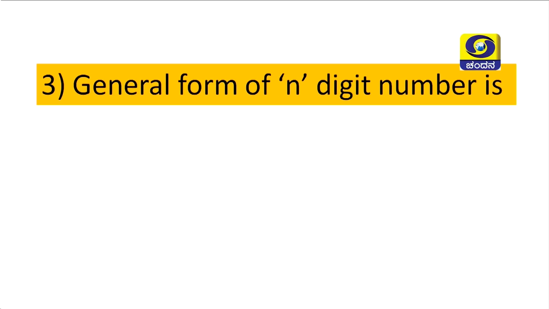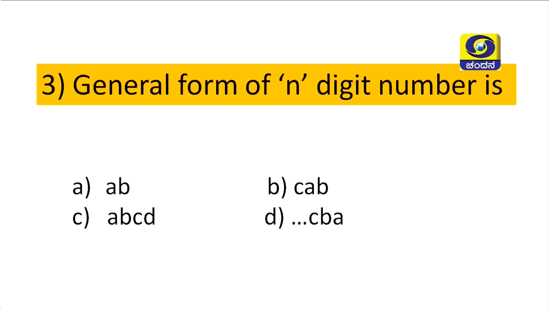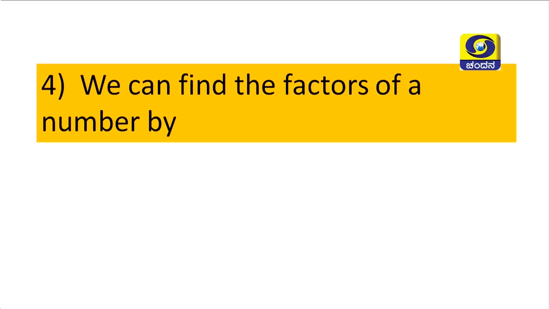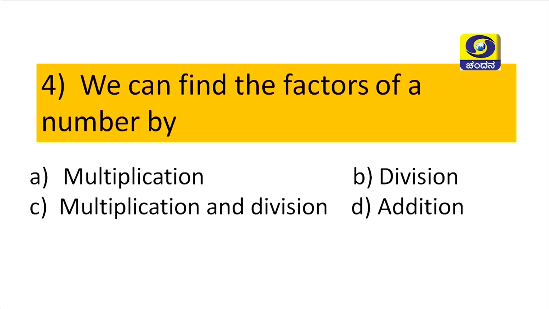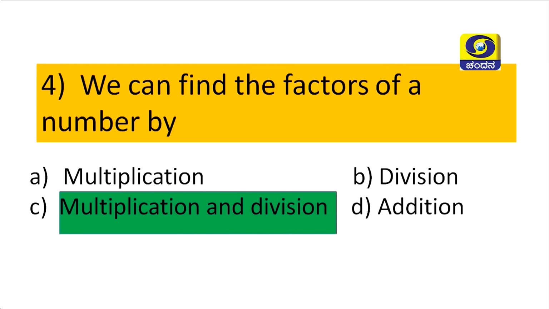Question 3. General form of n digit number is, the options are option A, AB, option B, CAB, option C, ABCD, option D, CBA. The right answer is option D, CBA. Question 4. We can find the factors of a number by option A, multiplication, option B, division, option C, multiplication and division, option D, addition. Getting confused? The right answer is option C, multiplication and division.